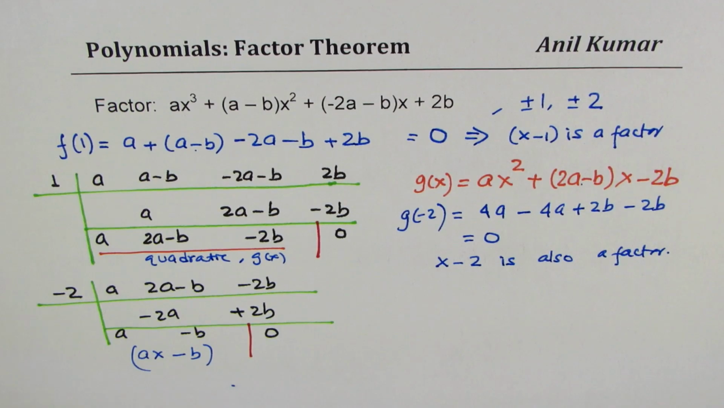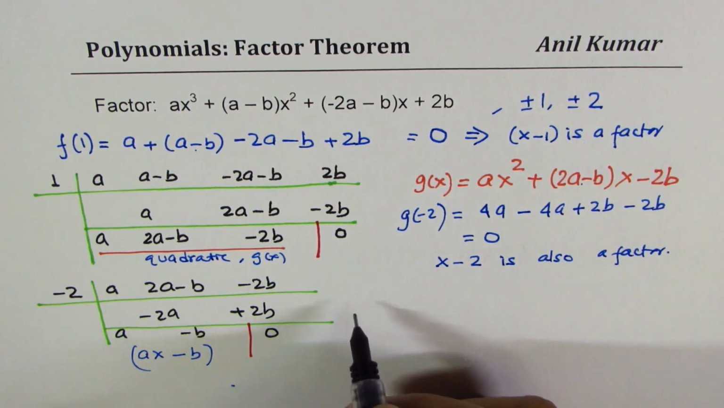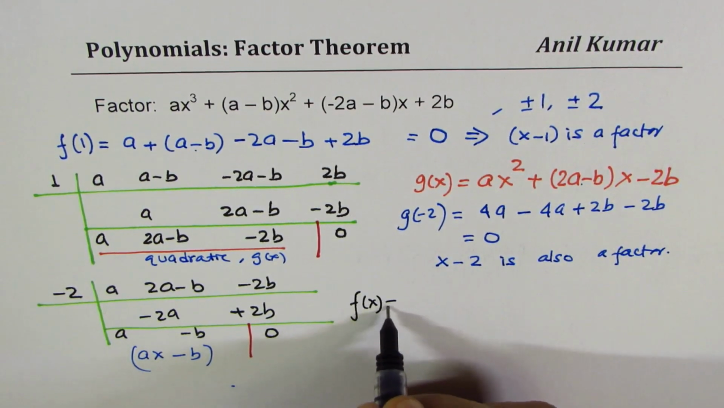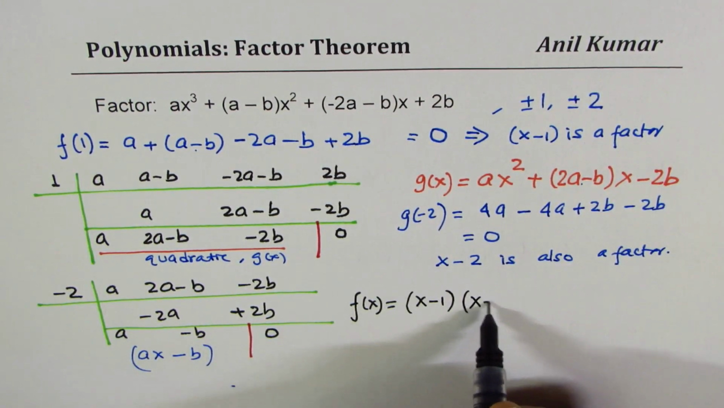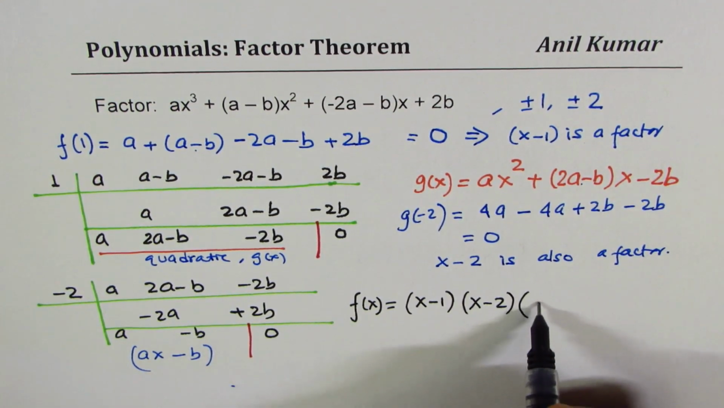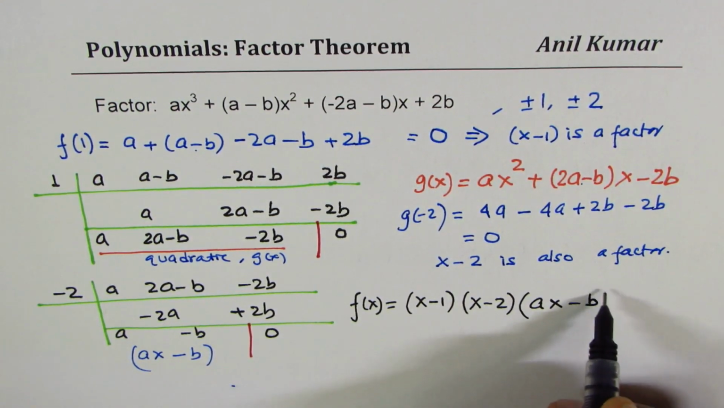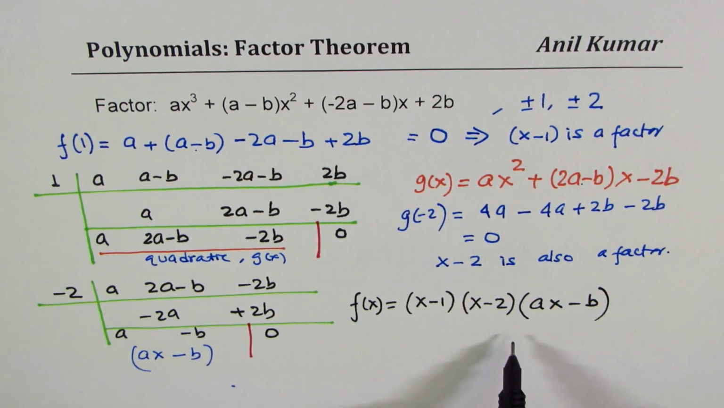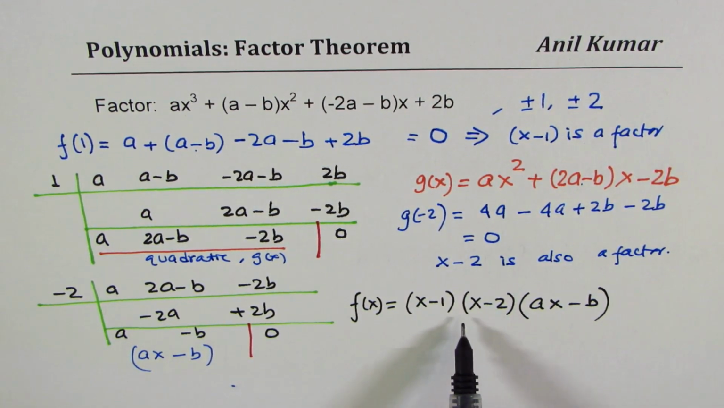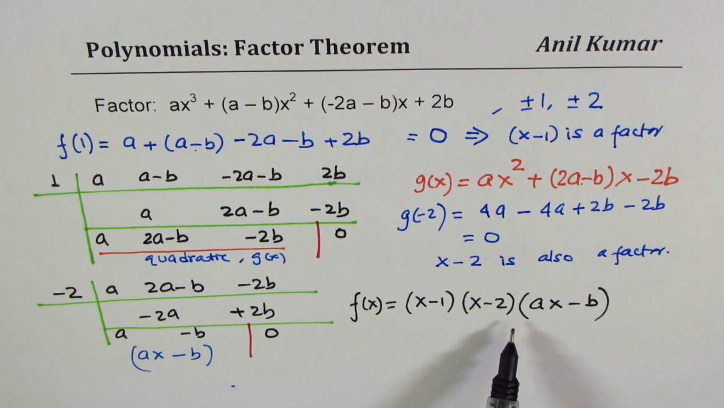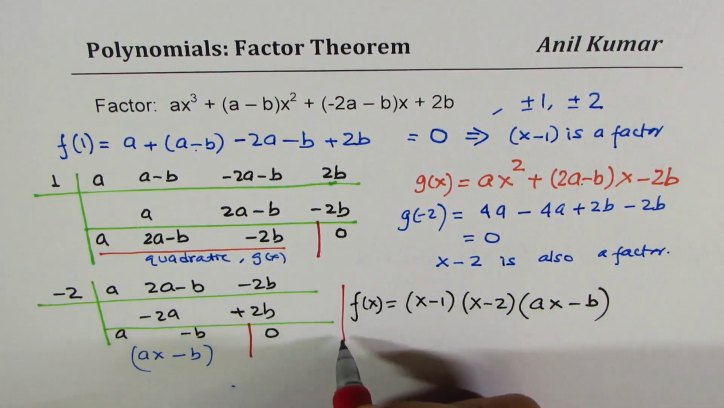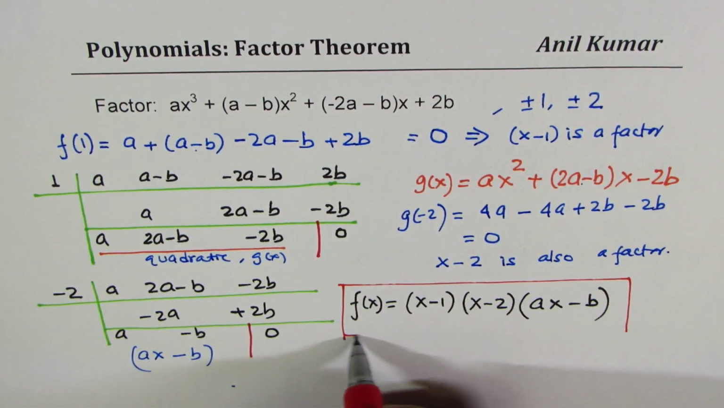Perfect. That's the remainder. And therefore, we get our answer, and we could write the function f of x as the product of all these factors, which are x minus 1, x minus 2, and ax minus b. Do you get the idea, right? These are all the factors which we get for the given expression. So that is how we could factor such a polynomial.